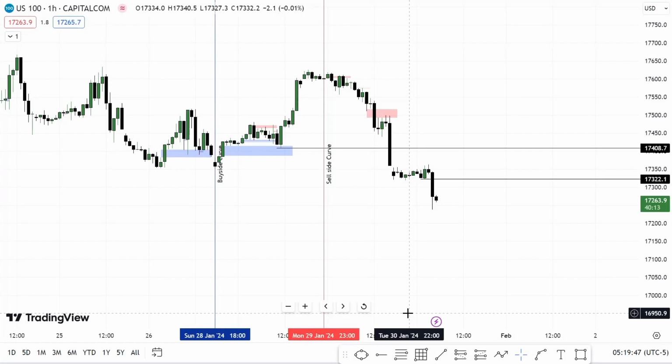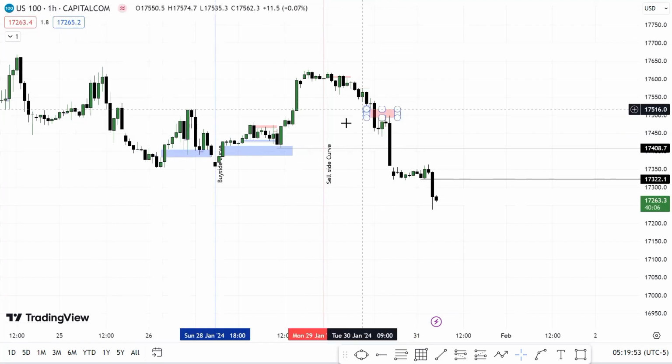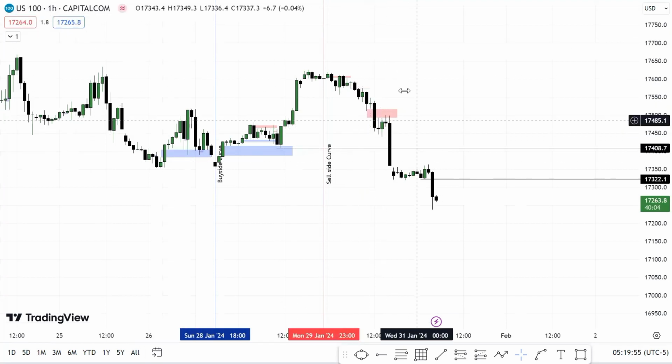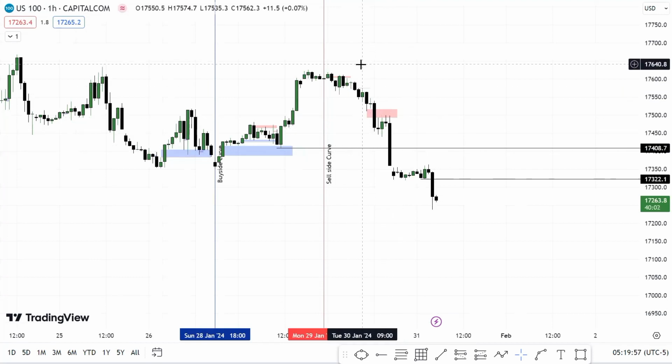All right, guys. So this is another example for the moving average phantom here. We are in the 1 hour time frame, and we are also in a sell side curve. That's to say the trend is bearish in the 1 hour time frame. So we are very bearish on the 1 hour time frame. So we can spot a bearish fair value gap here.